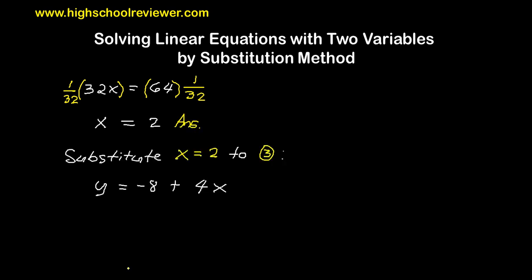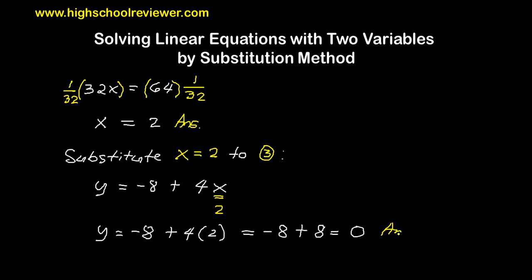And we are now going to substitute x equals 2 into equation 3. Our equation 3 is y equals negative 8 plus 4x, and instead of x here, we are going to substitute 2. Our equation now will be y equals negative 8 plus 4 times 2. And our y here will be negative 8 plus 4 times 2, that is positive 8. And our y is 0. y equals 0. This is our second answer.